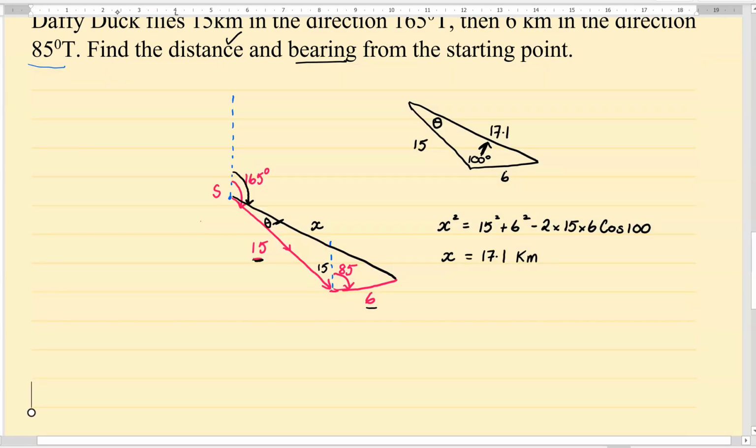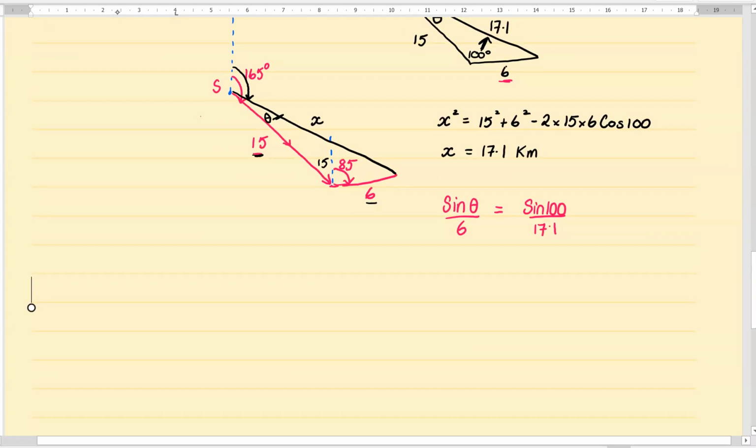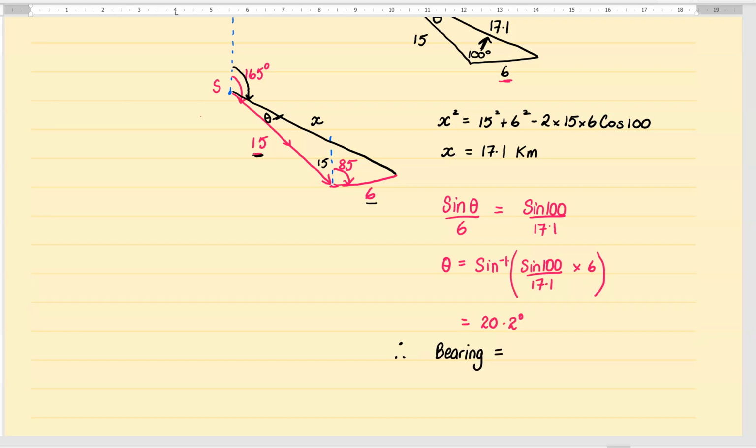Okay? So it's going to be sine theta over its opposite length, which is 6, equals sine 100 over its opposite length, which is 17.1. And now we just have to get theta by itself. So to get rid of the divide by 6, we're going to multiply. And to get rid of the sine, we're going to inverse sine. So we should have been pretty comfortable with this. If you're not, go back and look at some of the videos for the sine rule. So pop that into your calculator and you should have got 20.2.